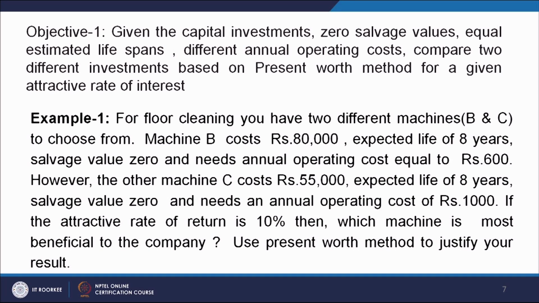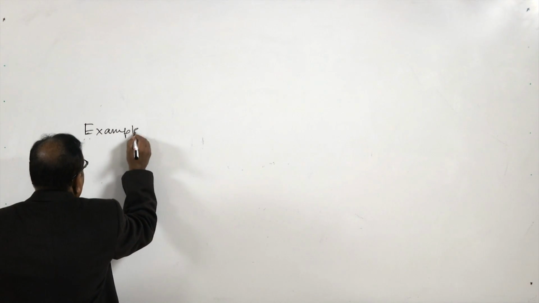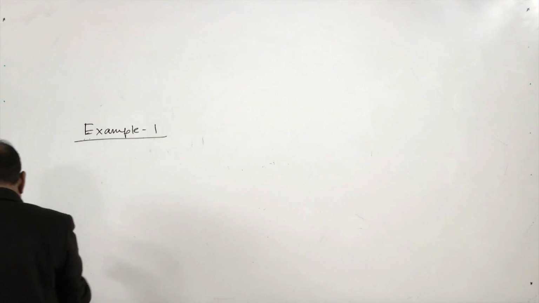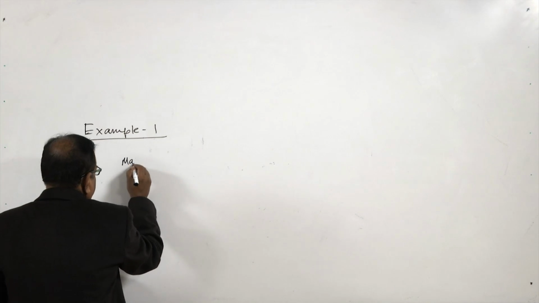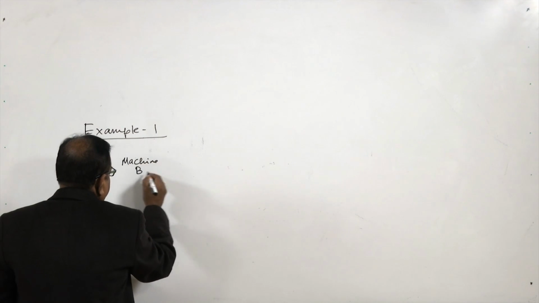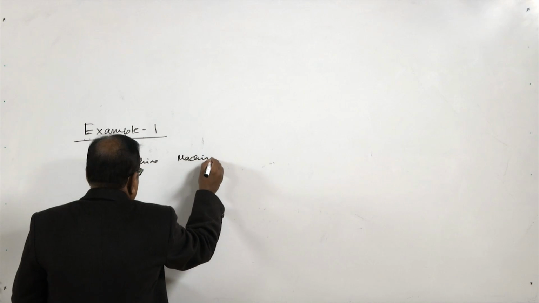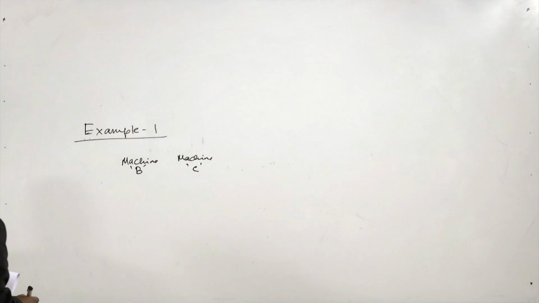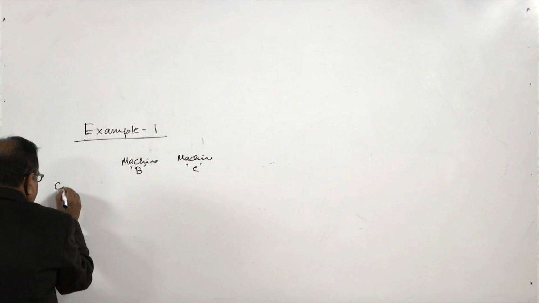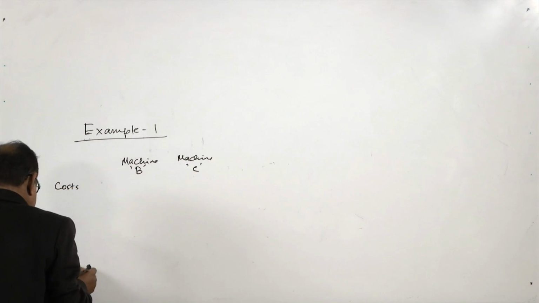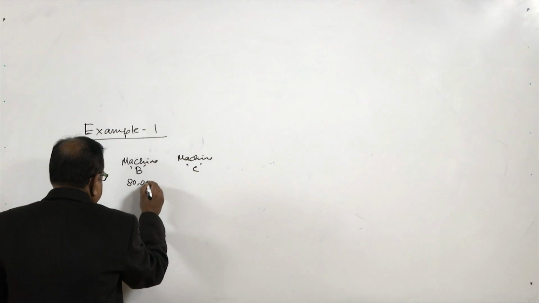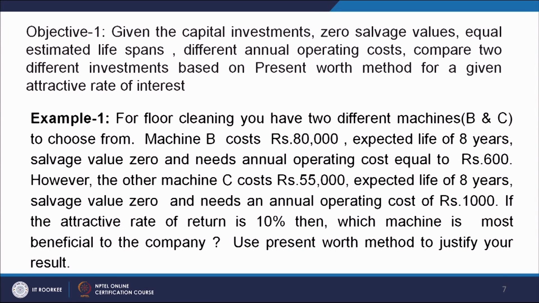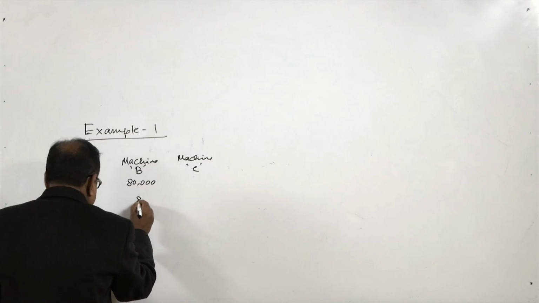The example 1 is, for floor cleaning you have two different machines, machine B and machine C. Machine B costs 80,000 rupees and expected life is 8 years.